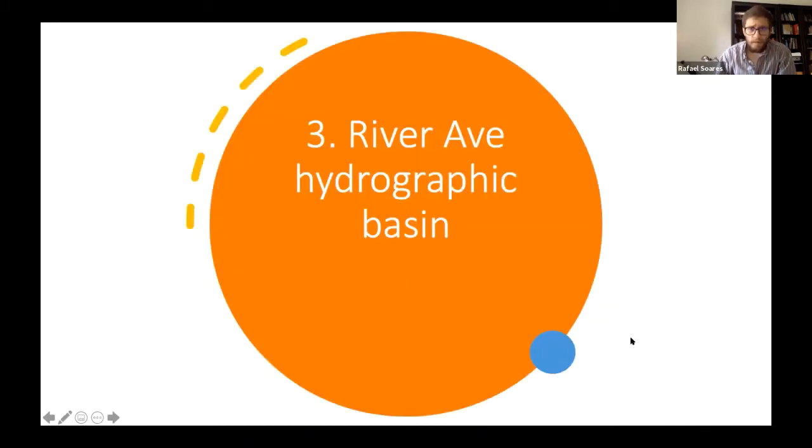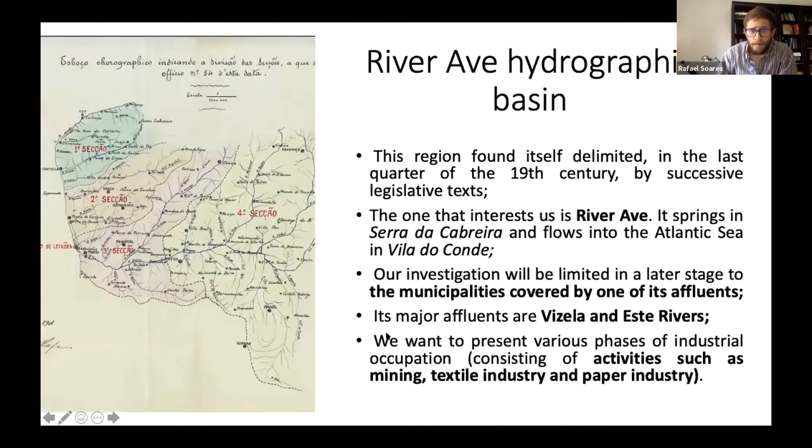So let me just show you what the Ribeira hydrographic basin is. The region found itself delimited in the last quarter of the 19th century by successive legislative texts, like other regions. The one that interests us is Ribeira, so you can see in orange the section number 2 in the organization of the hydraulic services, but here below you have the hydrographic region that I'm talking about.